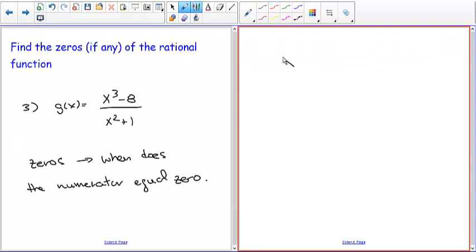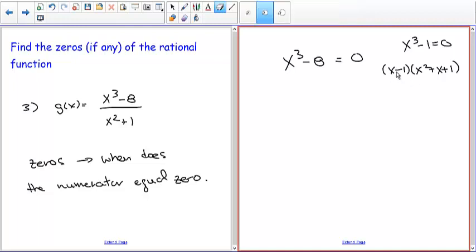So the numerator is x cubed minus 8. And okay, so how do we find out what these zeros are? Well, this kind of looks like x cubed minus 1, except instead of 1 we've got 8. You might remember that's x minus 1 times x squared plus x plus 1. That's back from algebra 2, I think. So it seems like x minus 2 should be the answer, because the cube root of 8 is 2.